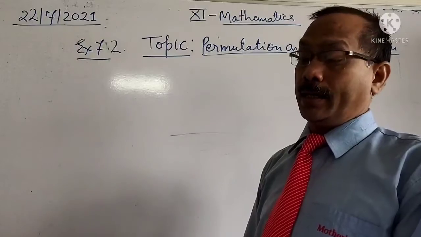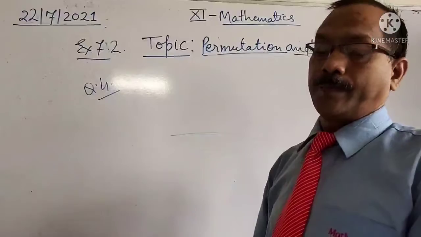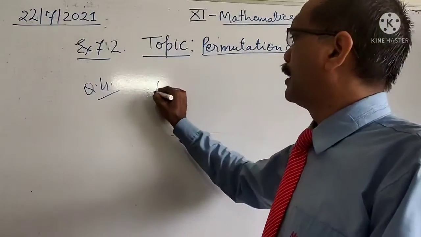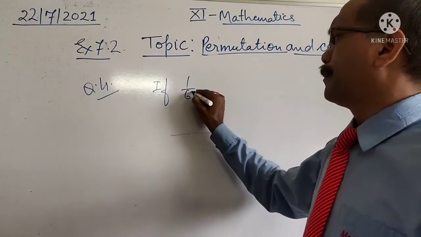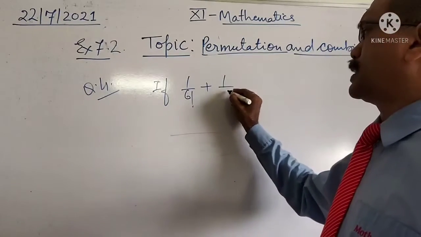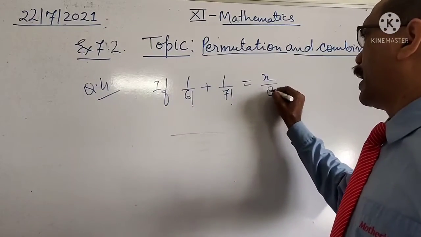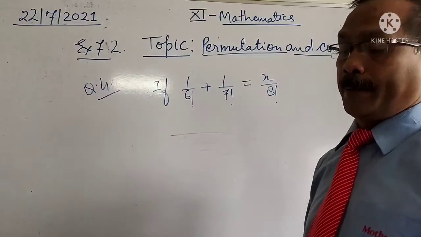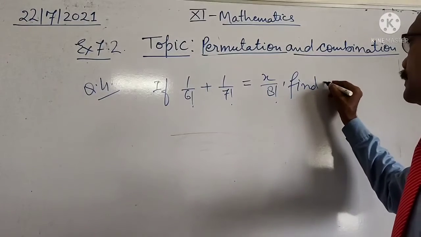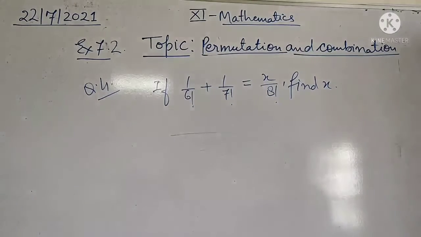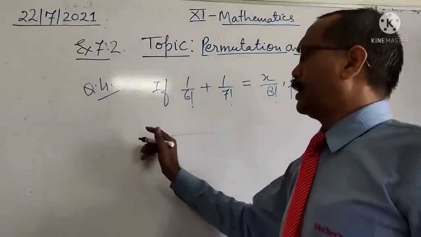Now, dear student, next is question number 4. If 1 upon 6 factorial plus 1 upon 7 factorial is equal to x upon 8 factorial, find x. See the solution.